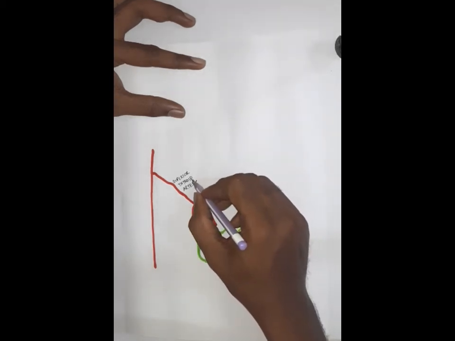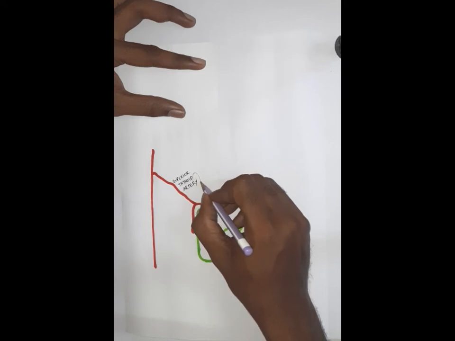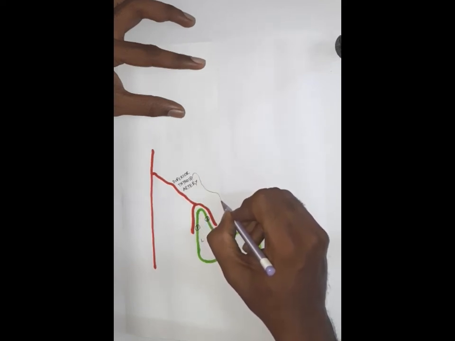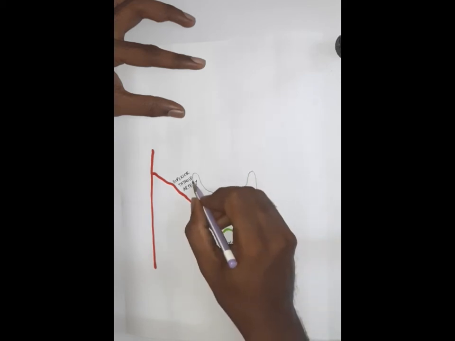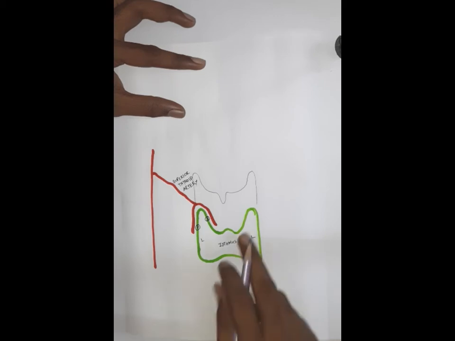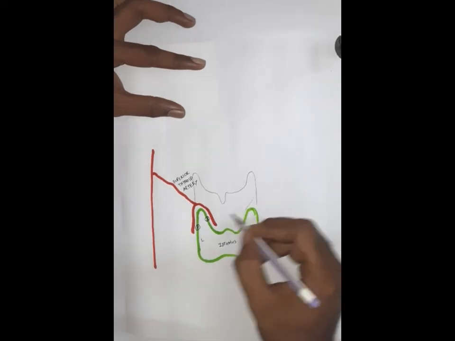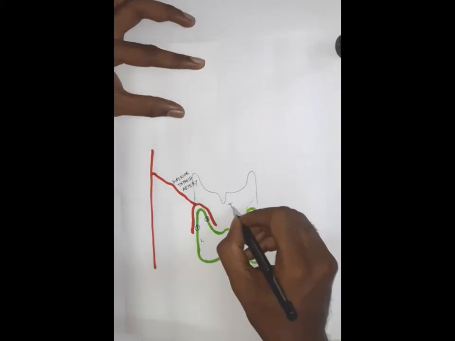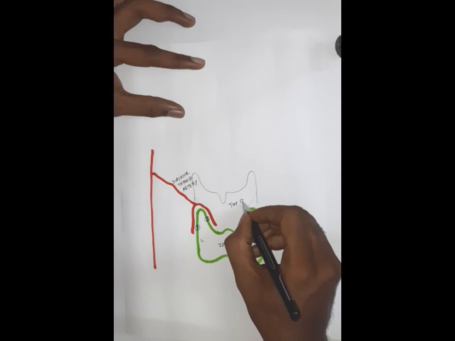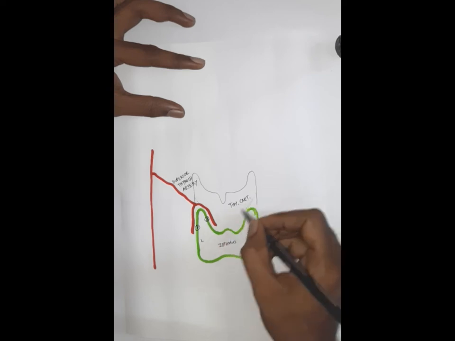So the cartilage will have a superior horn, will have a notch, and again a superior horn. The gland reaches the oblique line of the thyroid cartilage. This is the notch that you see in the thyroid cartilage. So this structure that you see just above the thyroid gland is the thyroid cartilage.